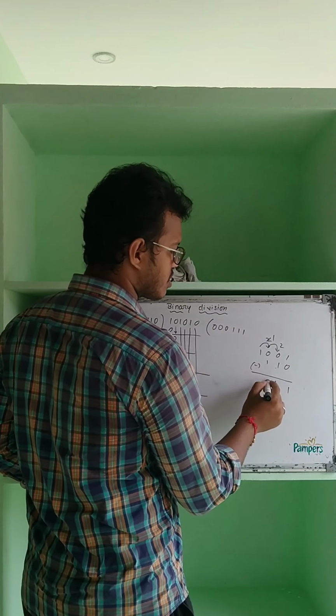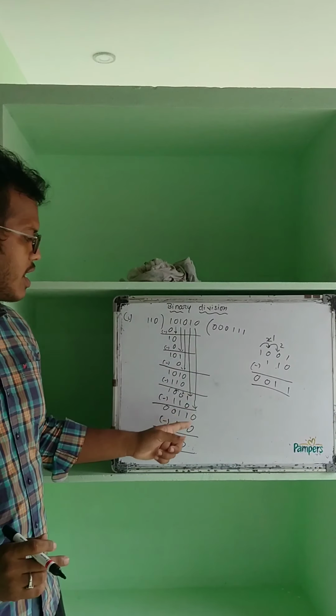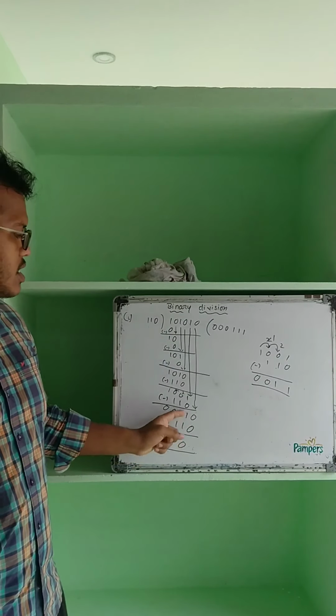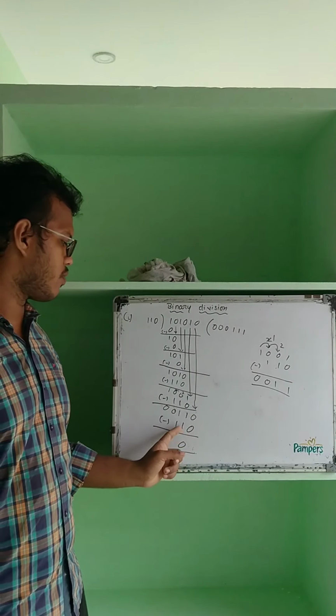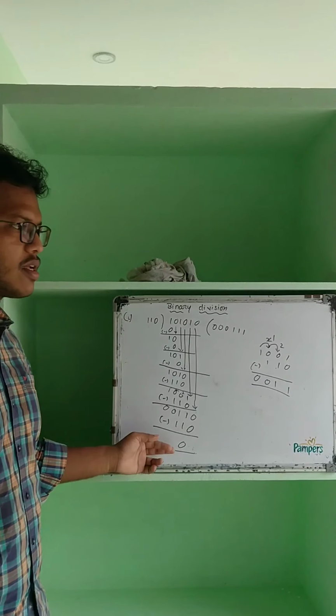1 minus 1 is 0. This is 0. Okay. Take the 0 here. Then this binary number is multiplied by 1. So 1 minus 1 is 0. If you do the binary subtraction, then you get 0.